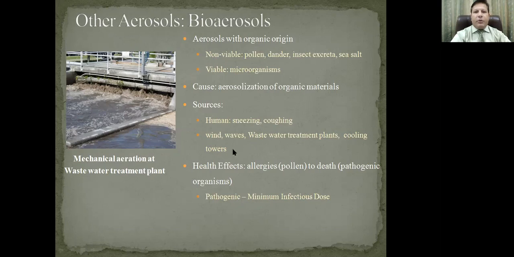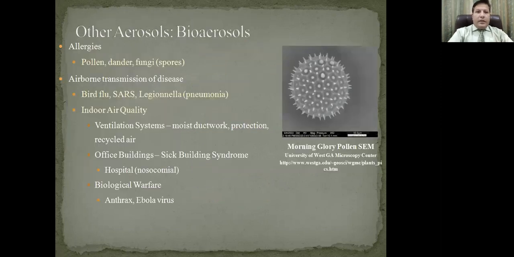So what will happen if someone is exposed to this environment? Health effects: allergies, pollens, and they can even lead to death. Pathogenic and infectious agents can also affect health. Similarly, aerosol allergens are also coming into the air. Airborne transmission of disease: these travel from one place to another by means of air, and through inhalation they go to healthy individuals and cause health effects.